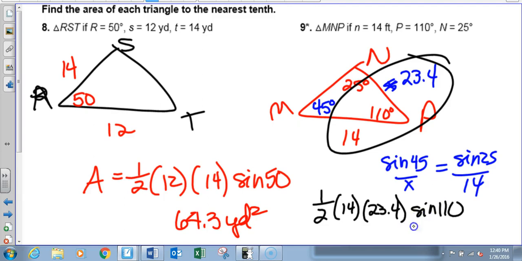Anybody get 153.9 feet squared? Did anybody do that or not? Did you get 23.4 when you found this side? Okay.